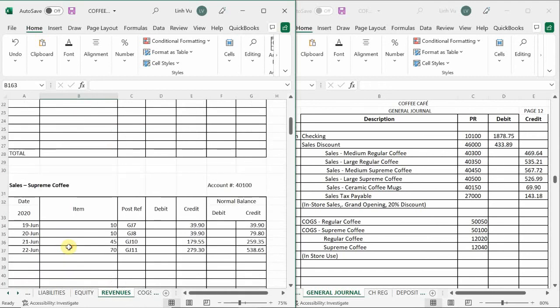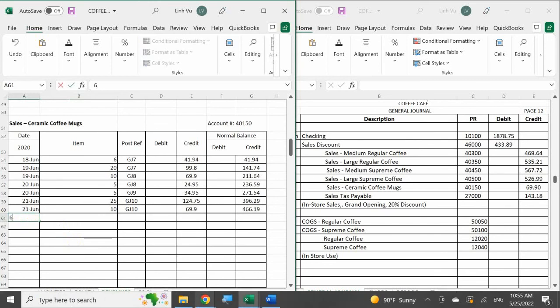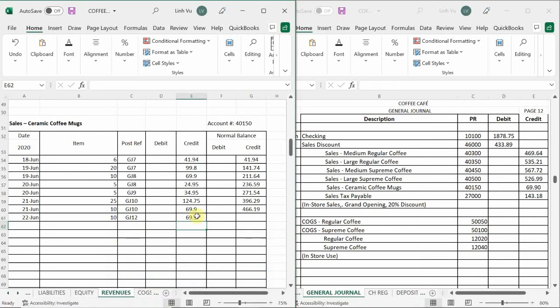Okay. I gotta go back up because I sold some ceramic coffee mugs, right? I sold 10 coffee mugs, okay, for $69.90, okay? And that gave me a grand total of selling all my coffee mugs, my ending balance is $536.09.